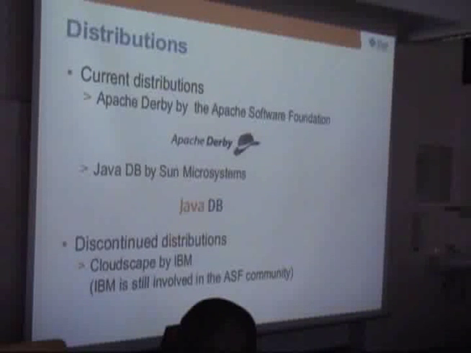There are two active distributions of Apache Derby. The first one is Apache Derby by the Apache Software Foundation, and then Sun Microsystems has JavaDB. These are essentially the same, except that JavaDB has rebranded documentation and some installers. And Sun did this so it could sell support for JavaDB or Apache Derby, and also get some more flexibility regarding bug fixes for customers. And Cloudscape was a distribution maintained by IBM, but they have stopped distributing Cloudscape, but they are still involved in the Apache community.